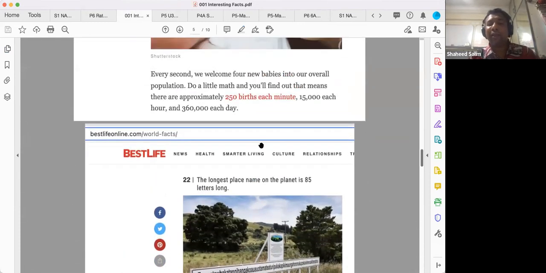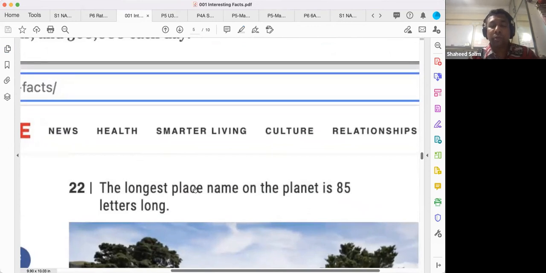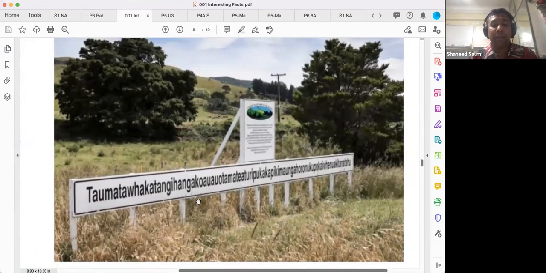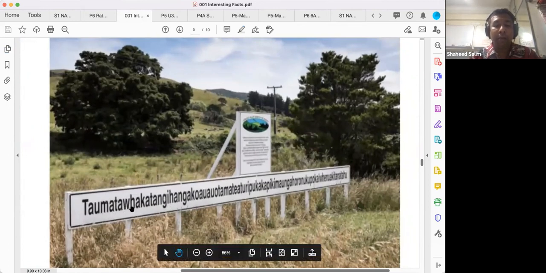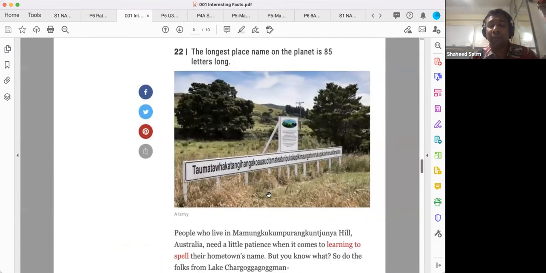Okay, there are places with very long names. There's one place in New Zealand. If you go to New Zealand, you go to this place. What is the place name? Taumata Wakatang Hilang. I do not know lah. Very long lah. 84 letters. Now this is real. This is real.